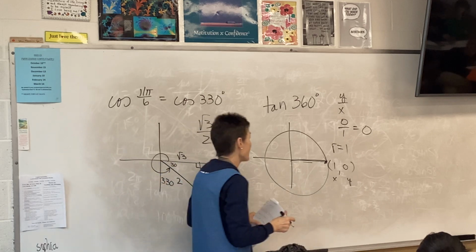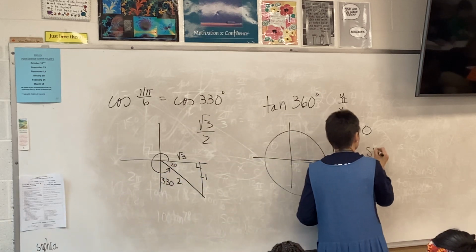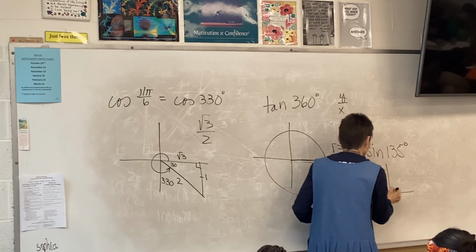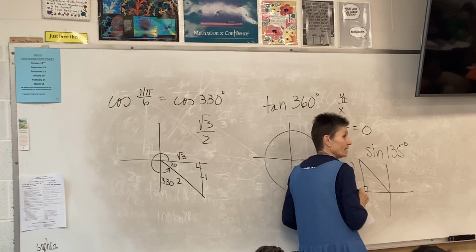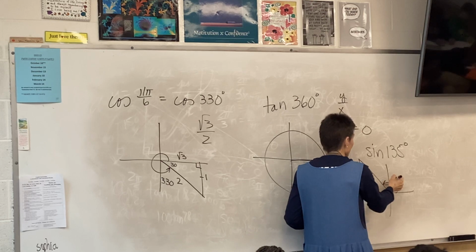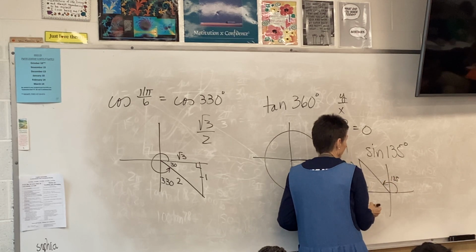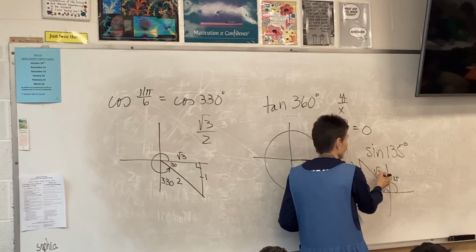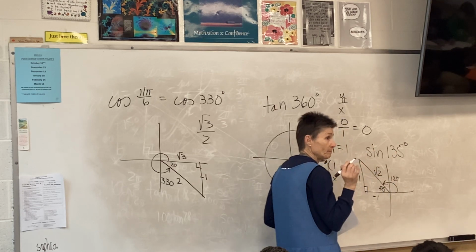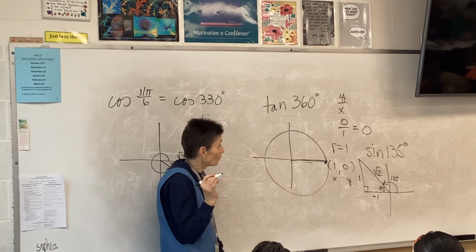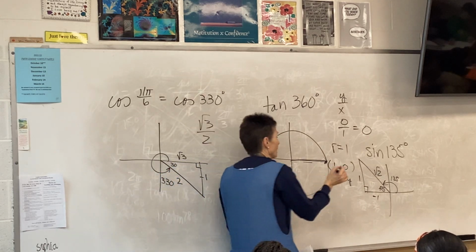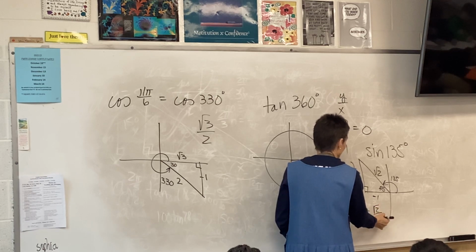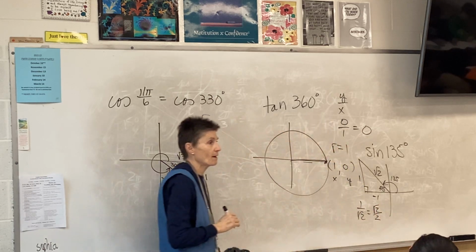All right, and finally sine of 135. 135 is over here, would you agree with that? Yeah. And if this is 135, then that guy is 45, and we have 1, 1, root 2. Negative on that one? Yeah. We want sine, opposite over hypotenuse, so root 2 over 2 would be the answer to that one.